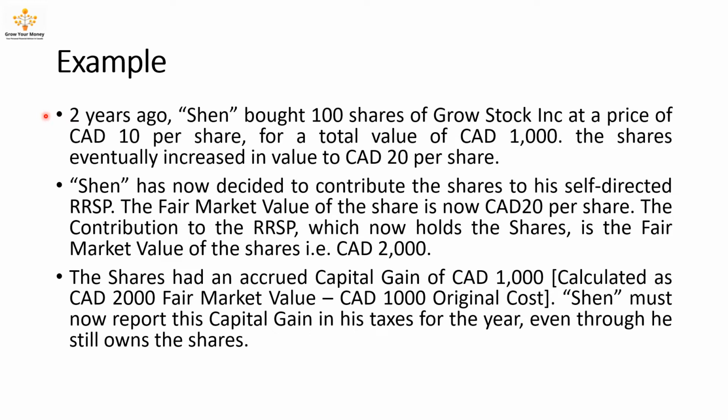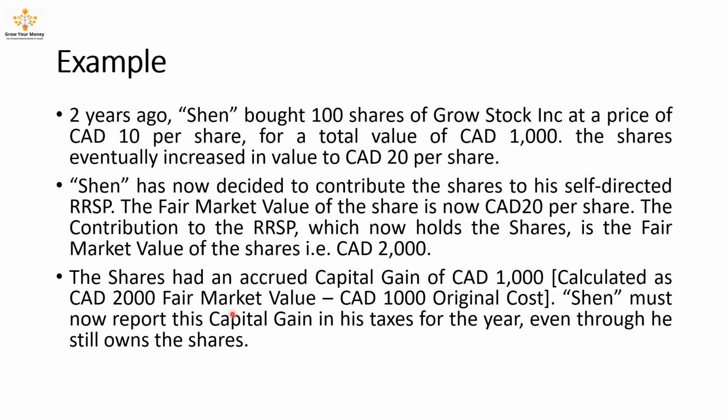However, he bought the shares at the price of $1,000. So the shares had an accrued capital gain of $1,000, which is nothing but the current fair market value of $2,000 minus the original acquisition cost of $1,000. The difference between the two is $1,000, and it is the accrued capital gain.